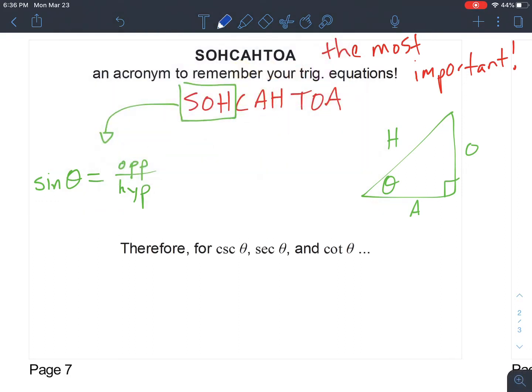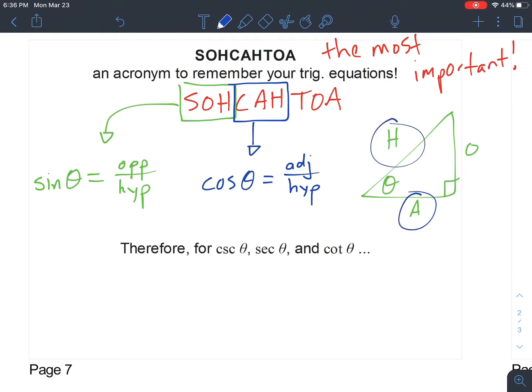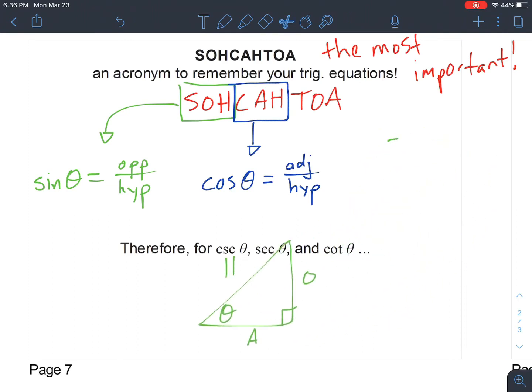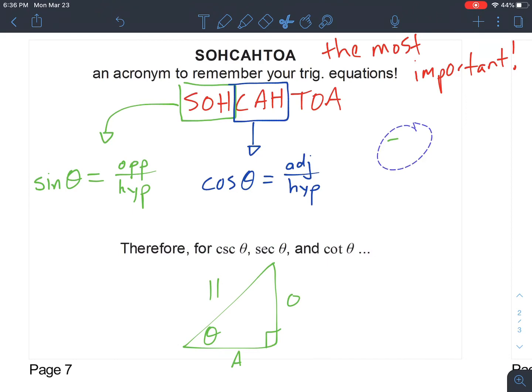The second equation is this one right here. And now that I've shown you the first, you probably can make a prediction of that second one. Cosine of theta is going to be the adjacent over the hypotenuse. So cosine, adjacent, hypotenuse. And now I'm going to have to move this triangle out of the way. I'm just going to move it down there for now.